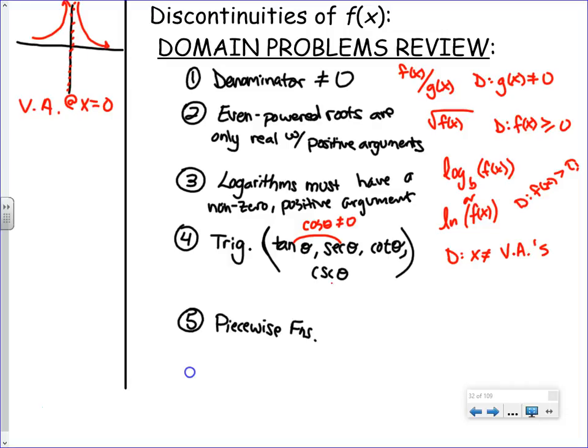And cosecant, 1 over sine, and cotangent, cosine over sine, both won't work when sine equals 0. Exactly. Look, we don't have to memorize all kinds of craziness. We just have to kind of know the idea. The denominator can't be 0.